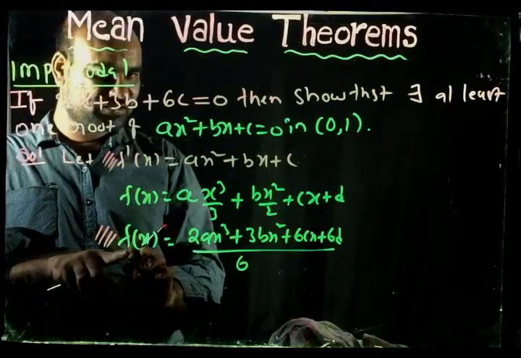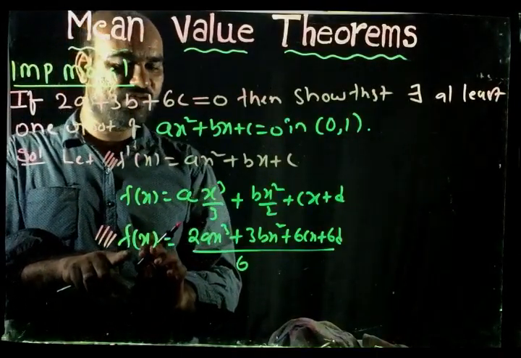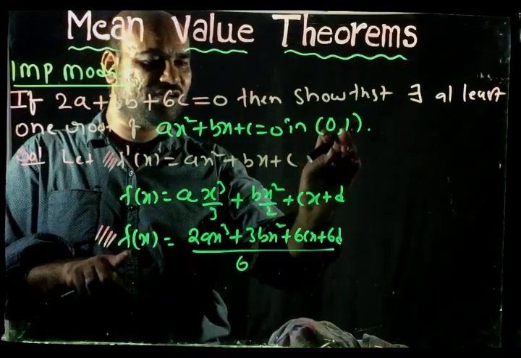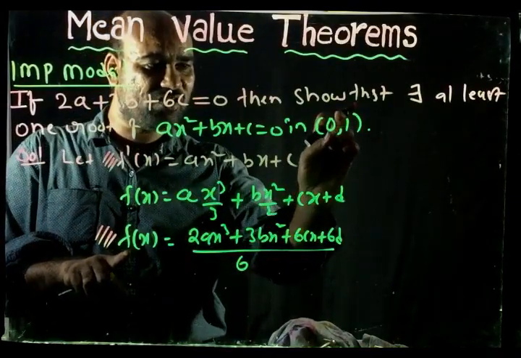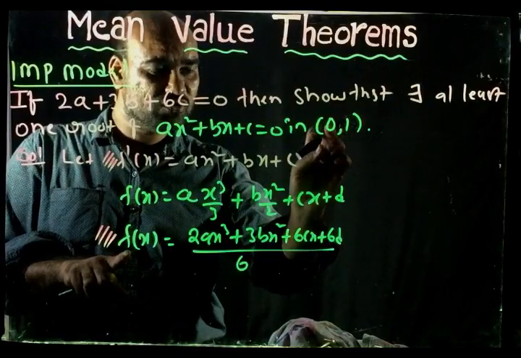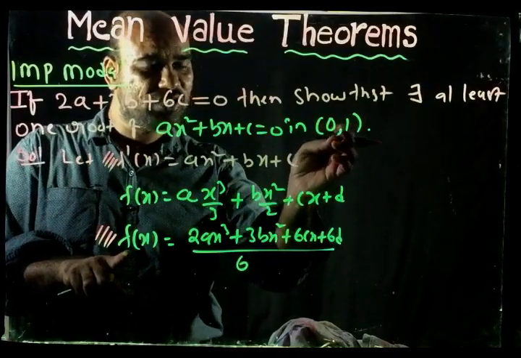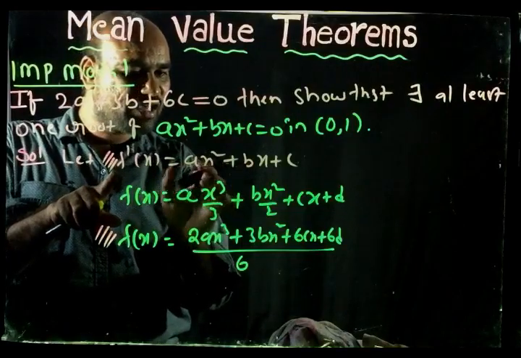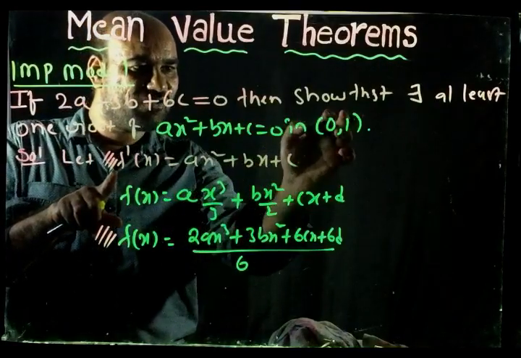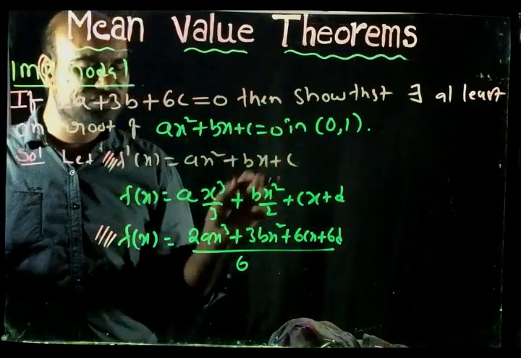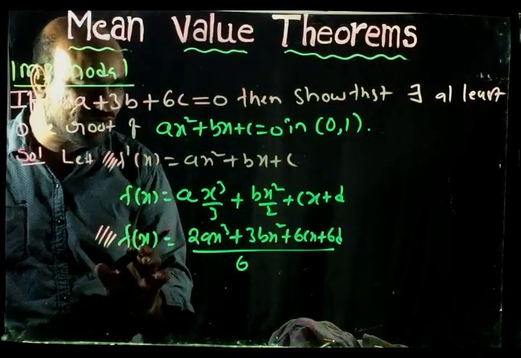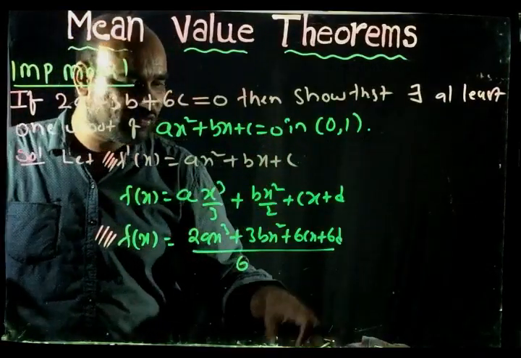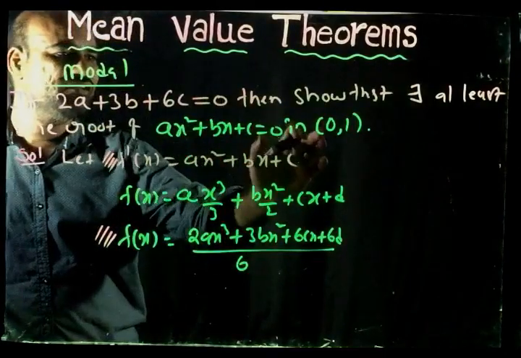If this f(x) satisfies Rolle's mean value theorem in this interval, it means there exists alpha between 0 and 1 so that f'(alpha) equal to 0. What does that mean? a alpha² plus b alpha plus c equal to 0, which means alpha is a root of this equation. So it is enough to prove that f(x) satisfies Rolle's mean value theorem in this interval.